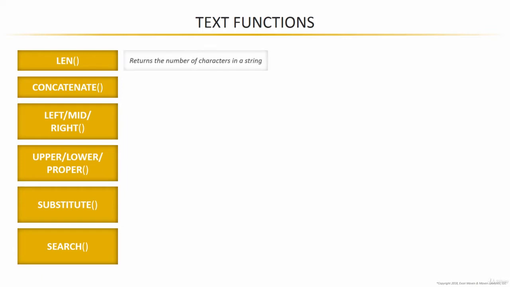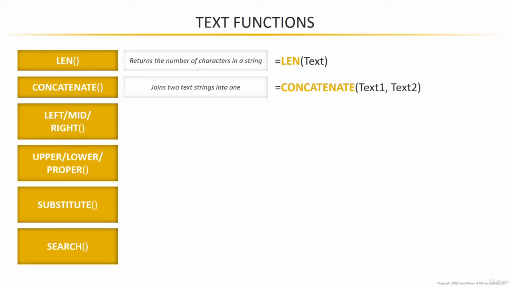Starting with length, returns the number of characters in a string. Simply point it to a column containing text and you're done. Concatenate joins two text strings into one. Note two and only two. This behaves very much like the and or statements that can only take in two logicals.